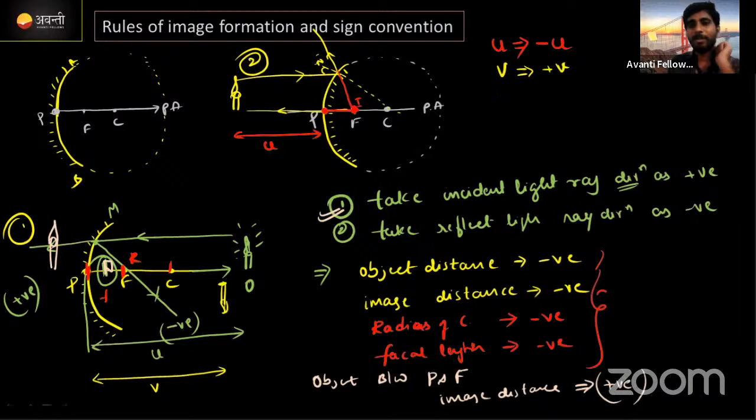Correct. Now let me know what the radius of curvature is. What is the radius of curvature for this mirror? Yes, good. It is positive. And the focal length is also positive. Clear enough? This is all about the sign convention. Hope it is clear.